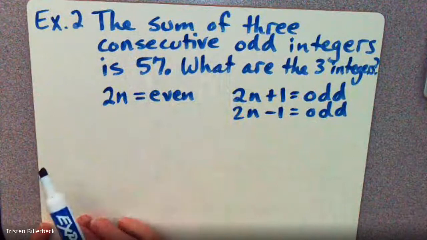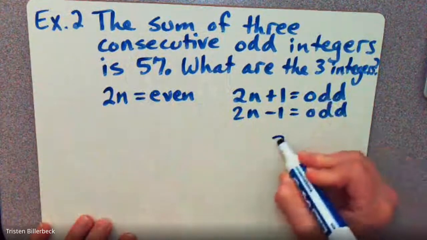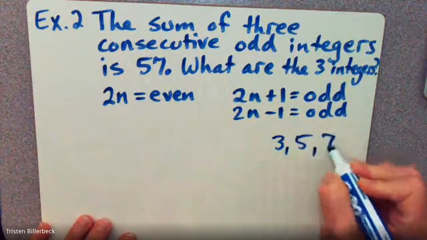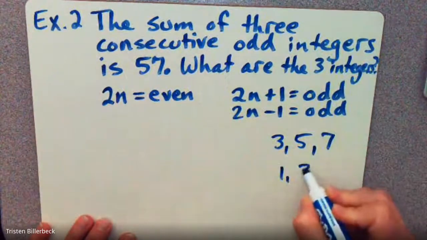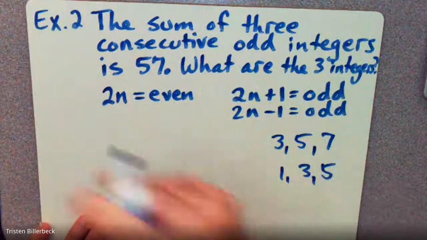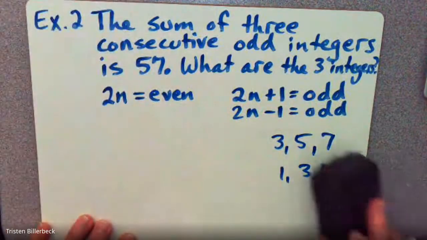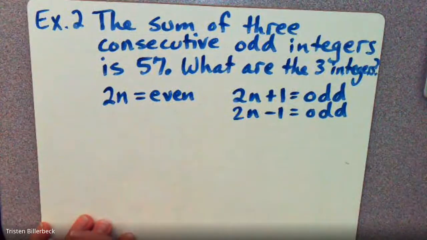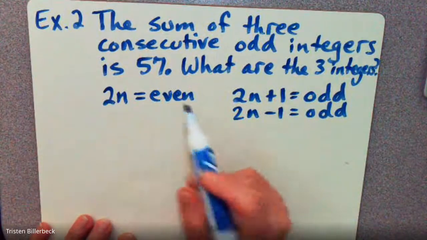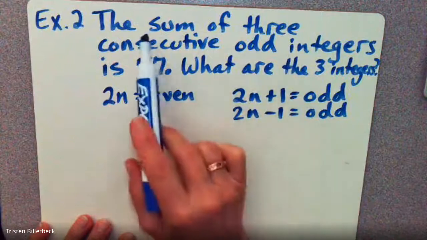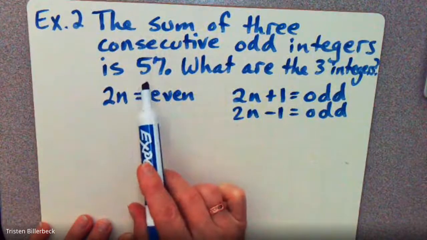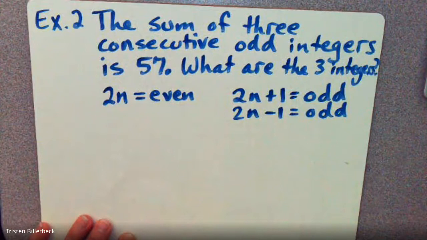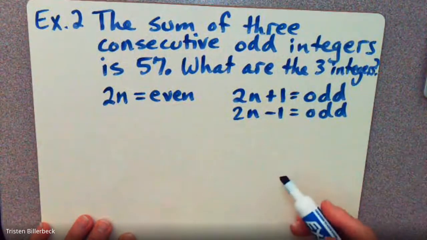Okay, so we have 3 consecutive. Now consecutive means next to. So that's like 3, 5, 7. 1, 3, 5, like that. Okay, so they're just next to each other, consecutive. So what that means is our first term, it asks if you add them up, so the sum. You add them up, it's going to be 57. So we need to define our terms so we don't get lost when we find our answer.